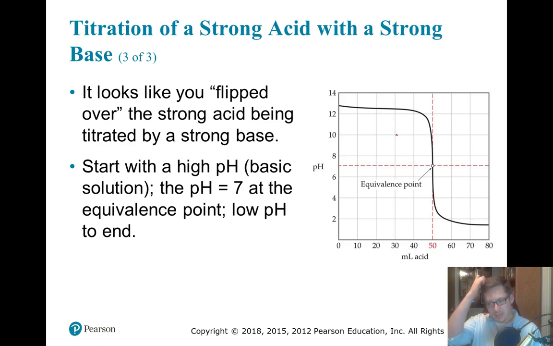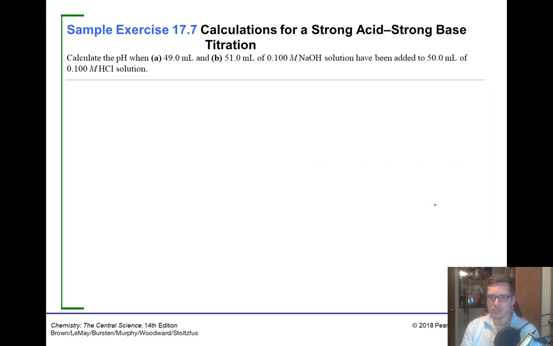All right, and again, the pH is still going to be 7 when we reach that equivalence point, and that's always true when you're doing strong with strong. All right, so we're going to walk through a practice problem here. It says calculate the pH when 49 milliliters and 51 milliliters of 0.1 molar sodium hydroxide have been added to 50 milliliters of a 0.1 molar HCl solution.